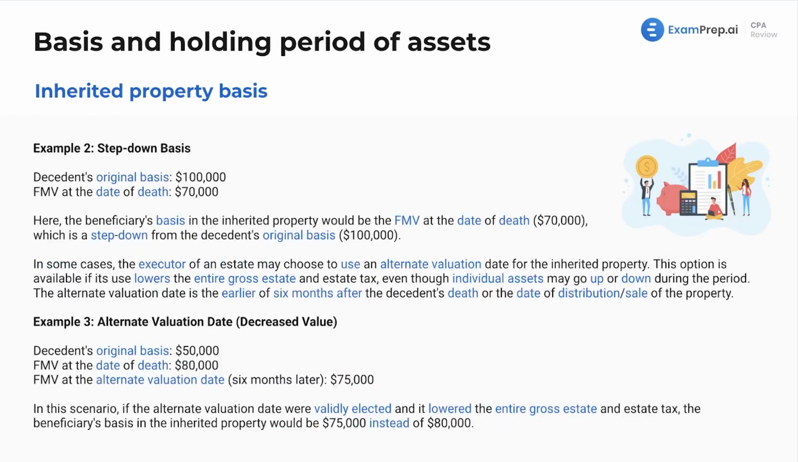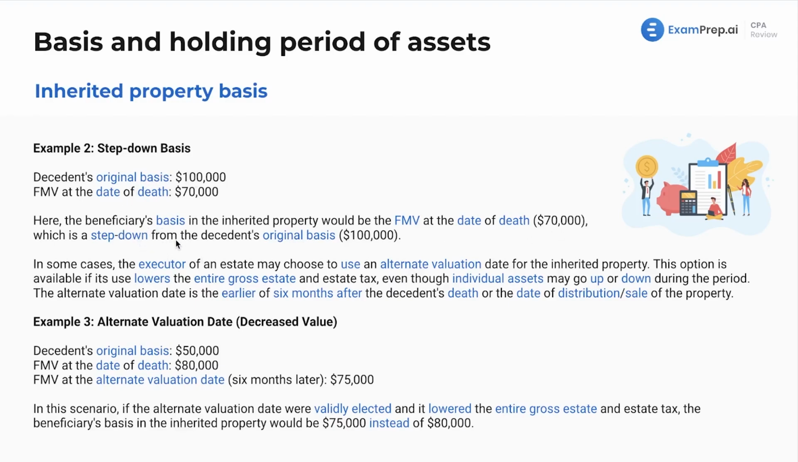Here's an example of a step-down basis. Well, the original basis was $100,000. Let's say this was a piece of land, and the fair market value actually decreased, so now it's only worth $70,000. Maybe it was in an area prone to flooding, so the fair market value of the land went down. Now here, the beneficiary's basis in the inherited property would be the fair market value at the date of death, which is $70,000. That's a step down. Step up, it goes up.